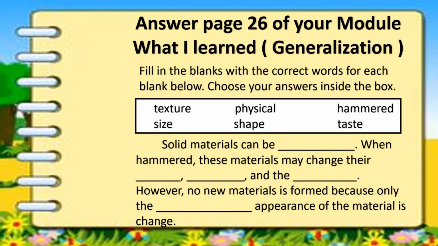Answer page 26 of your module, What I Learned. Fill in the blanks with the correct words for each blank below. Choose your answers inside the box. And these are the choices: texture, size, physical, shape, hammered, and taste. Solid materials can be blank. When hammered, these materials may change their blank, blank, and the blank. However, no new material is formed because only the blank appearance of the material is changed.